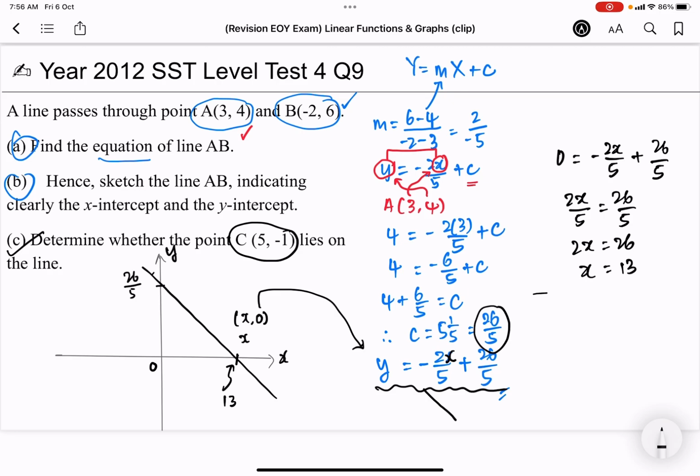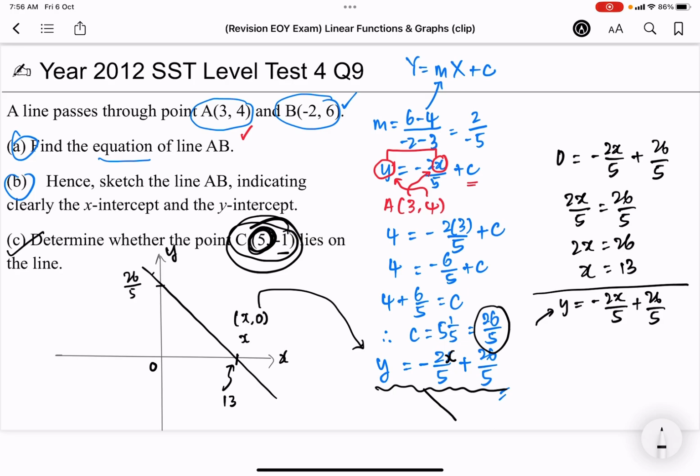Then the next part asks, determine whether the point C lies on the line. So how do we do it? Now, we will go back to our equation, y equals negative 2x out of 5 plus 26 out of 5. If C is a point on the line, I am going to substitute the x-coordinate 5 into this equation. If it ends up y is equal to negative 1, then it means the point lies on the line. Otherwise, the point is not on the line.